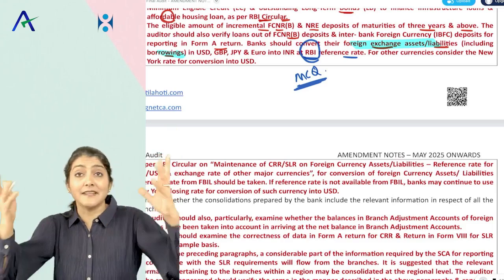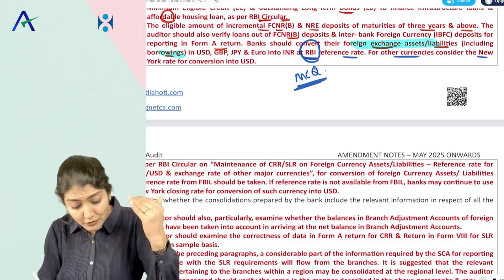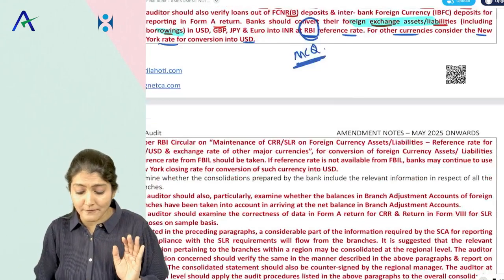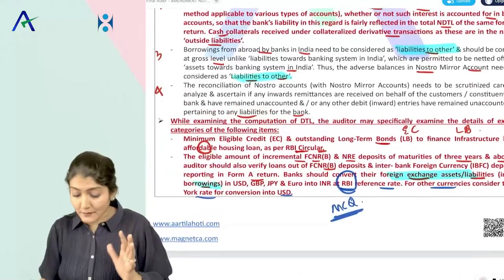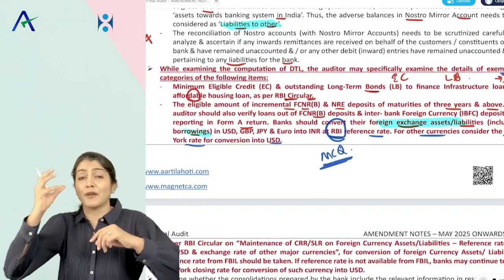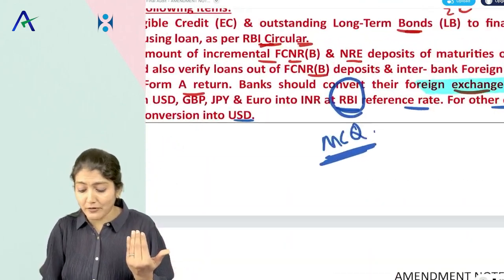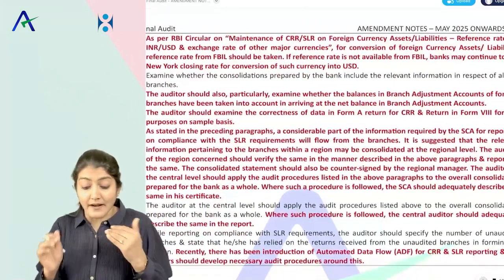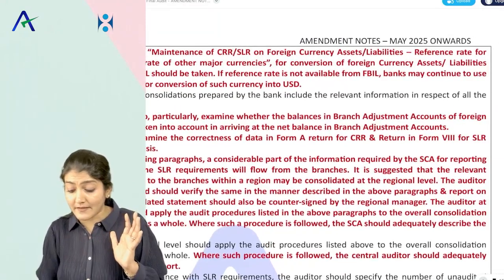Right, so what if it is dinar? And say if it is another currency, or other currencies, consider the New York rate for conversion into USD. Right, so for all other balancing figures, you need to consider the USD rate for conversion. Okay, right, so that is regarding what are the exempted categories, right? So infrastructure loan, affordable housing finance loan, and also the eligible amount of the incremental FCNR and the NRE deposits.